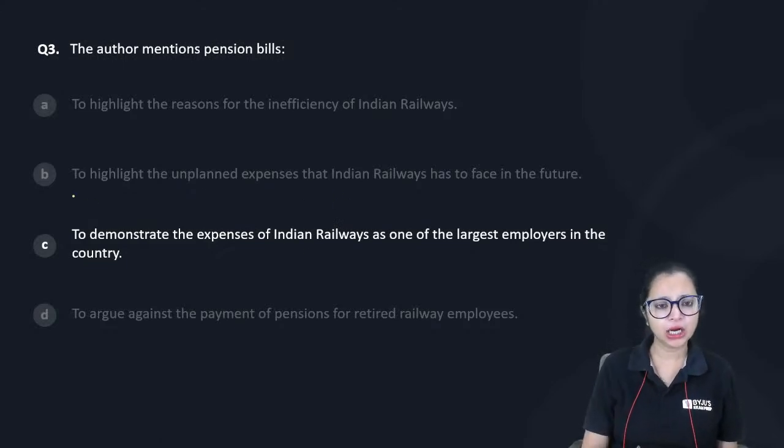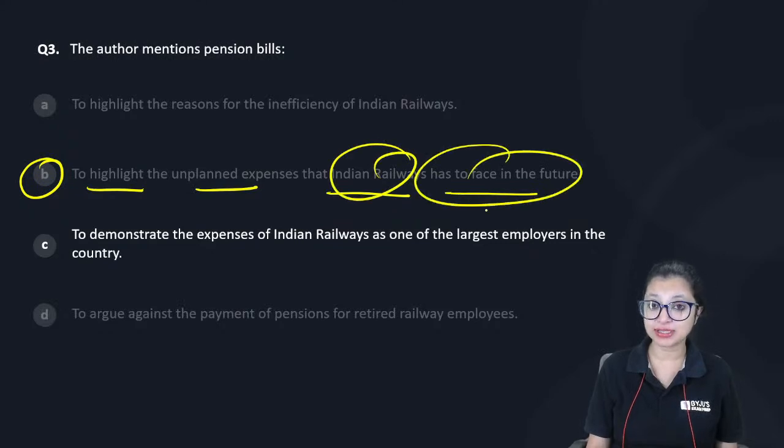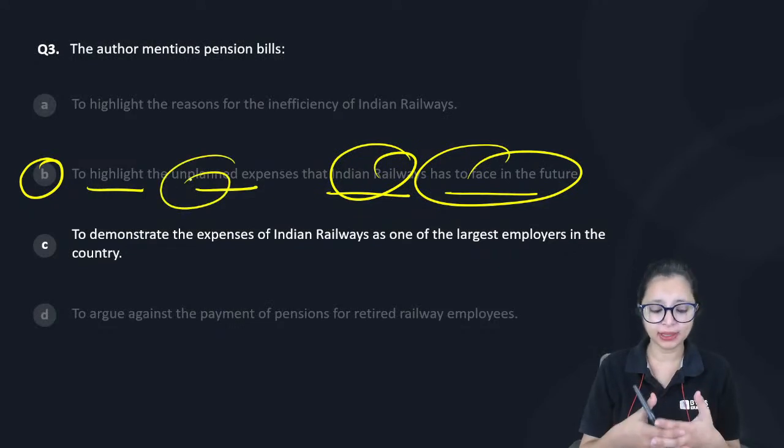इसमें एक क्लोज ऑप्शन था, ऑप्शन बी. Option B said to highlight the unplanned expenses that Indian Railways had to face in the future. Of course, Indian Railways has to face this in the future, that they have to pay pension for their employees. But this is not unplanned. When you hire an employee, a government employee, you have to pay them pension. It's a planned expenditure. It's not an unplanned one.